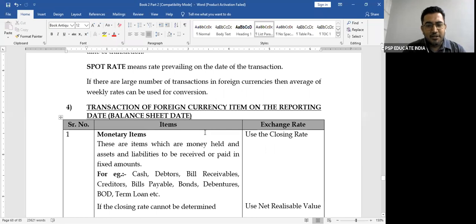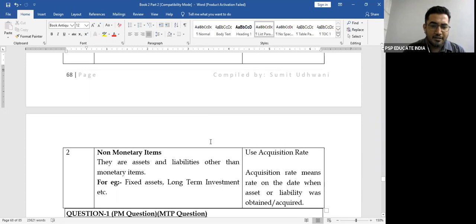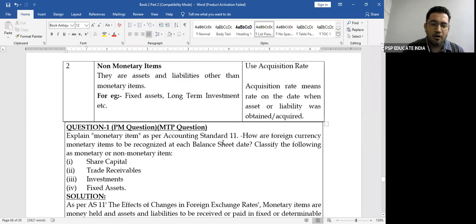Then it divides the foreign currency items into two parts: monetary items and non-monetary items. Monetary items are items such as cash, debtors, bills receivable, creditors, which are payable in fixed amounts. You will always use the closing rate. If the closing rate is not available, they will give you the net realizable value. You will use that value. In terms of non-monetary items, you will always use the acquisition rate. Non-monetary items such as fixed assets, long-term investments, etc. Acquisition rate means the rate on which the asset or liability was obtained or acquired.